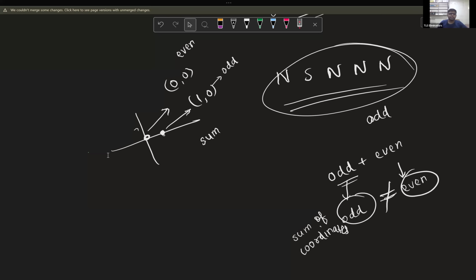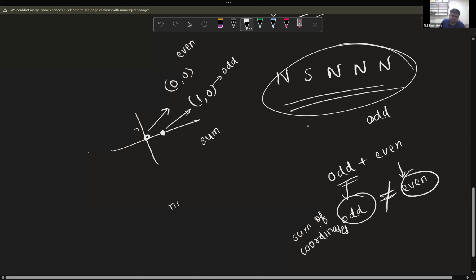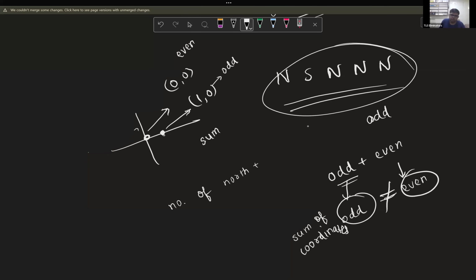Sum of N plus S should be even. What is S here? What do you mean by S and what do you mean by N? North, south. Yep, the number of north plus south moves.